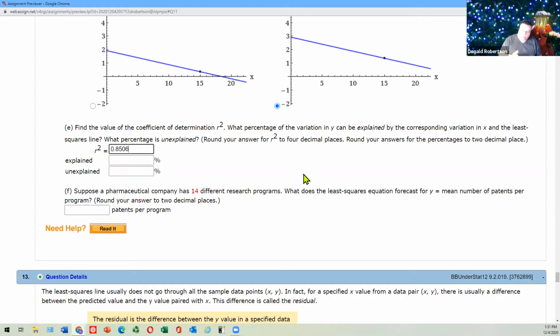Which means that r squared is always positive. Because if it was 0.8, you'd get 0.64. If it was negative 0.8, you would still get 0.64. That means that 85.06% is explained by the model. And the bit that's unexplained is 14.94. Are we good with that?